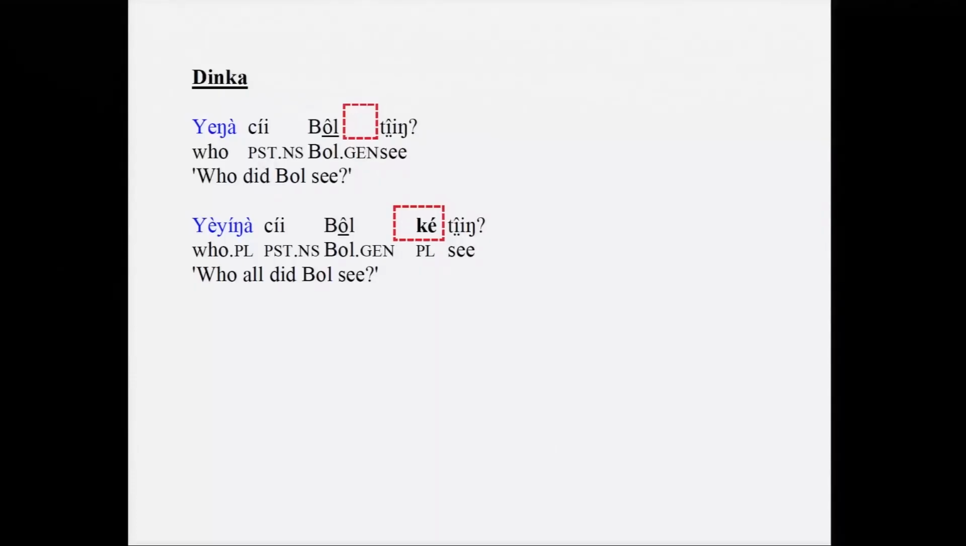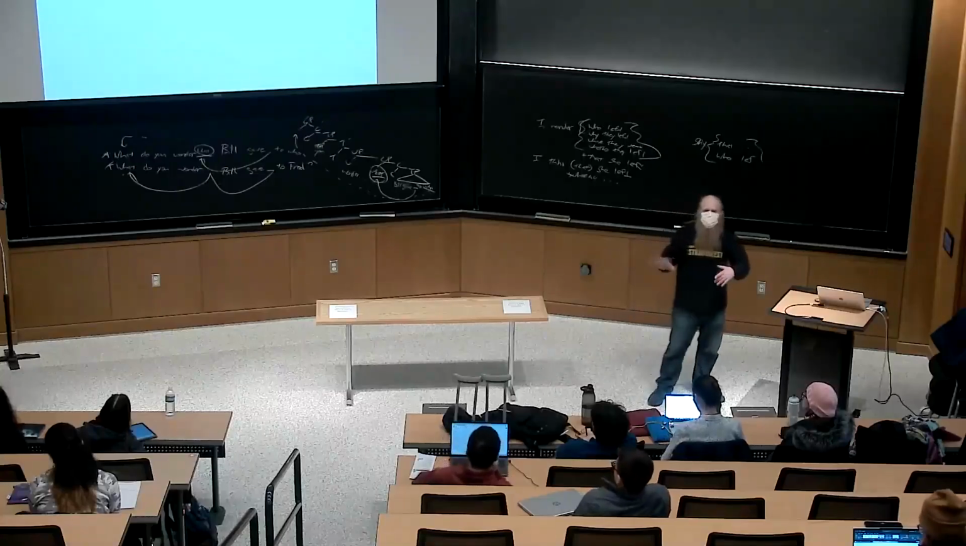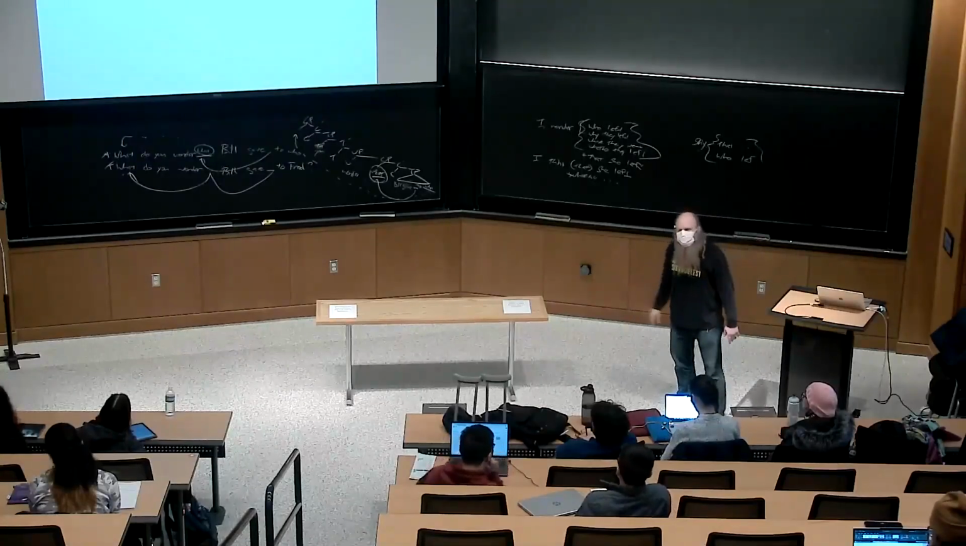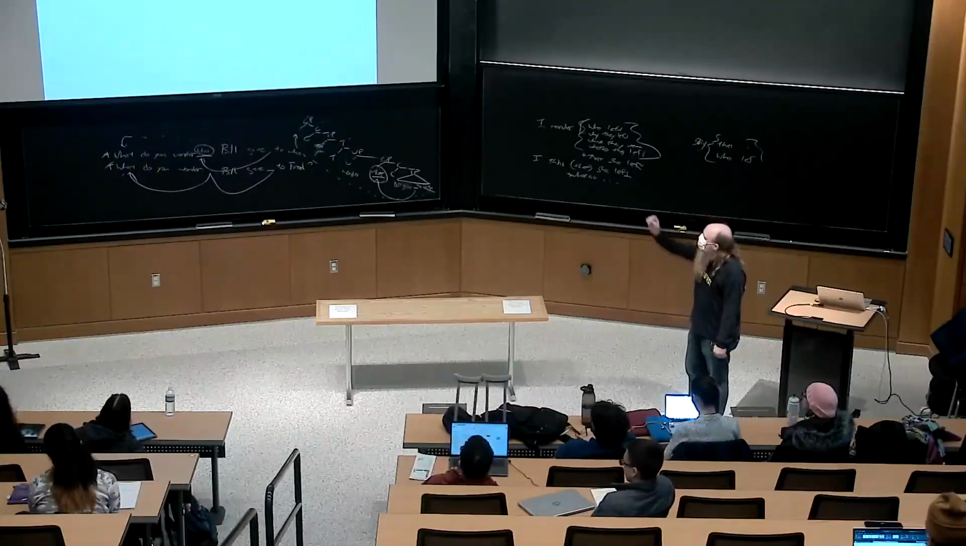Dinka has a distinction between singular and plural versions of WH words. So there's yenga, which is the word for who, and then there's yeyinga, which is the word for who, plural, who all. English doesn't have a word for who, plural, but plenty of languages do, and Dinka is one.